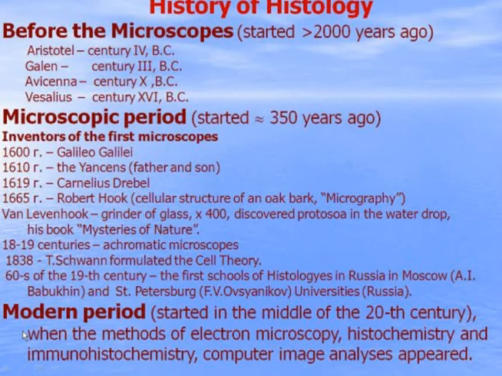And the third, modern period of histology development started in the middle of the 20th century. Then the methods of electron microscopy, histochemistry, and immunohistochemistry, as well as computer image analysis, appeared.